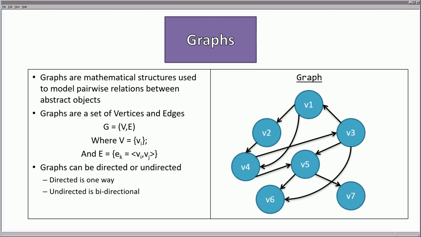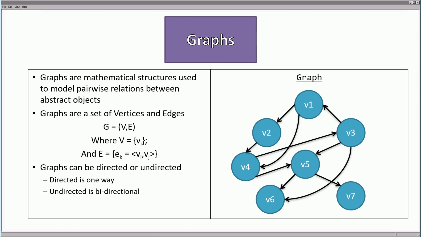We can say that a graph G is composed of vertices and edges, V and E respectively, where V, the vertices, is a set of all vertices V sub i. And edges are a set, E sub k, that equals a pair, or an ordered set, going from a vertex Vi to a vertex Vj.